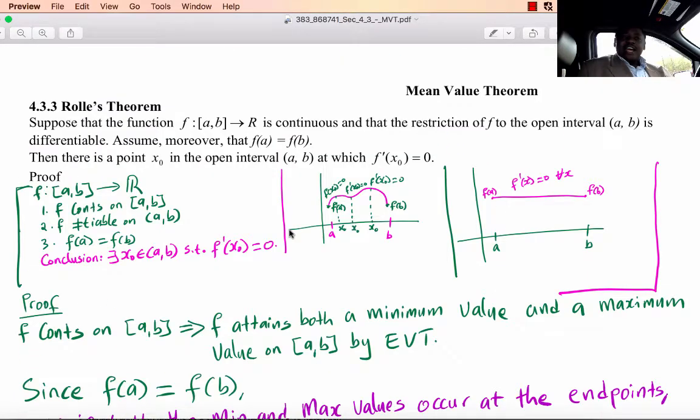Let's move on. Now, 4.3.3 Rolle's theorem. Suppose that the function f from the closed bounded interval to R, the set of real numbers.